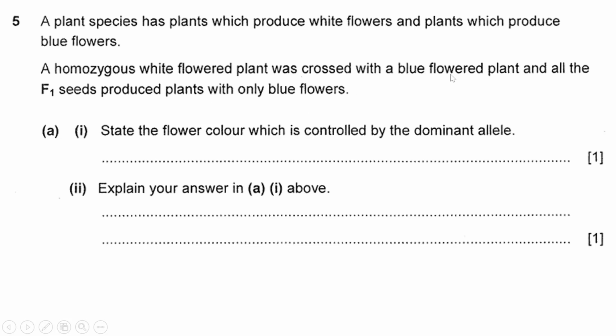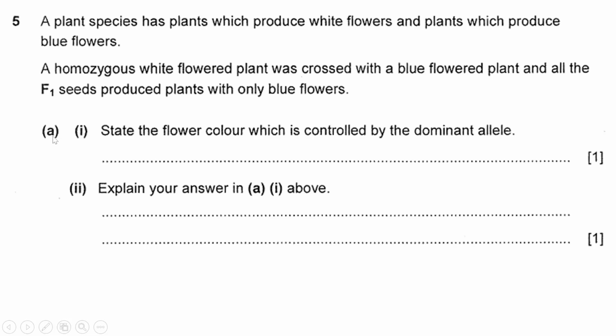It means only alleles or genes which came from the blue flowered plant were able to express themselves in the plants which were produced, meaning that the blue plants were carrying dominant alleles. And since those dominant alleles expressed in each and every plant which was produced, it means that this blue flowered plant was also carrying homozygous alleles. Okay, so now we know this was homozygous, this was homozygous. So this one was recessive, this one was dominant.